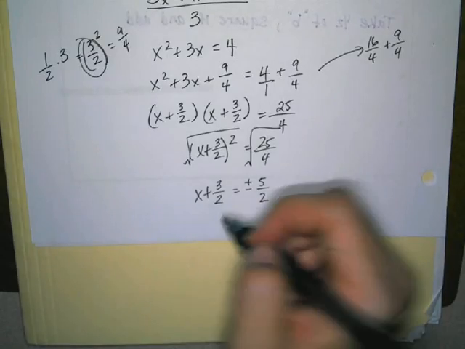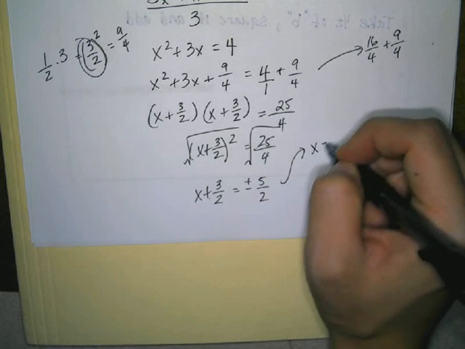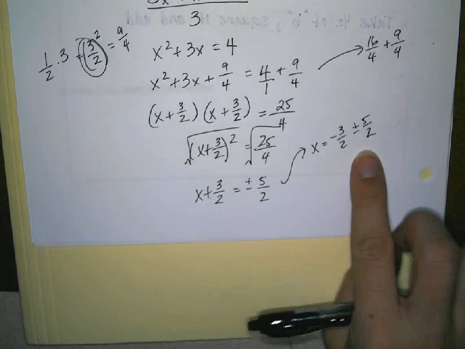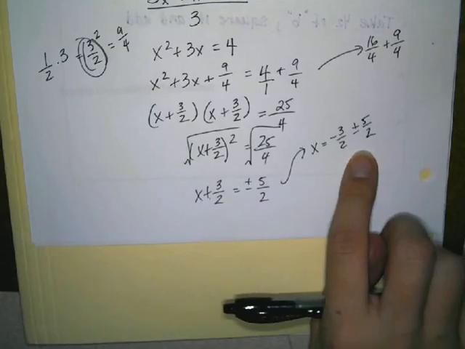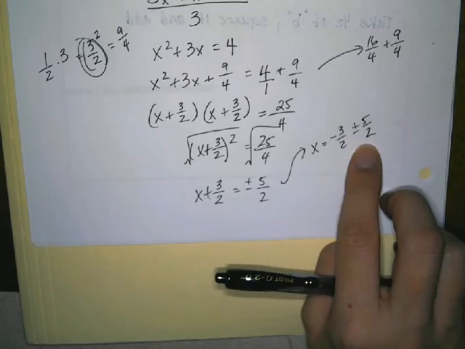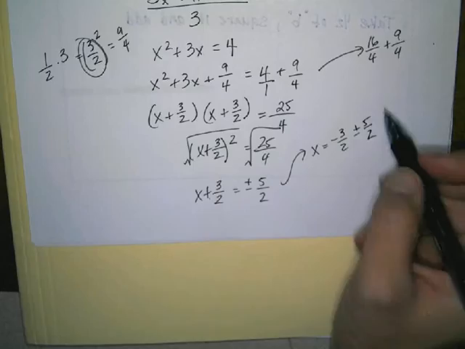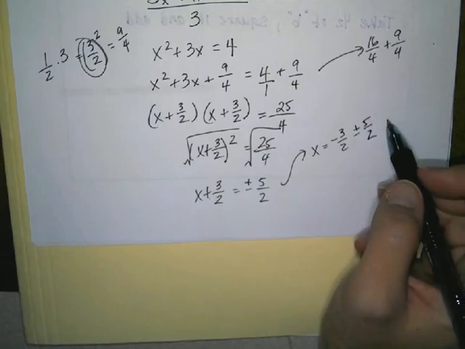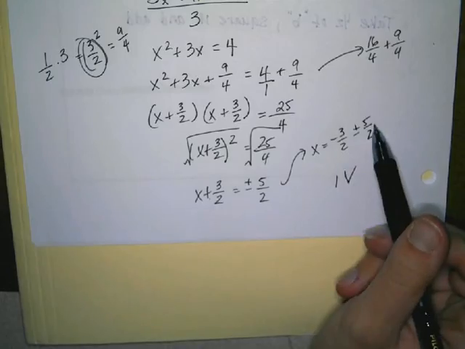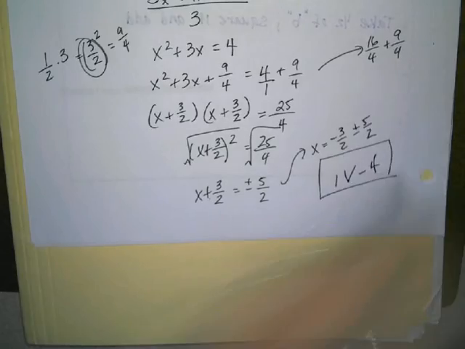Then your last step is to subtract 3 halves from both sides. And conveniently, you still have the same denominator. So can I add and subtract these fractions? Yeah, fairly easily. So negative 3 plus 5 gives me 2/2, which is just 1. And then negative 3 minus 5 gives me negative 8/2, which is negative 4. So those are my 2 answers.